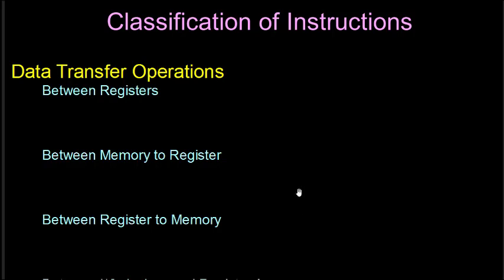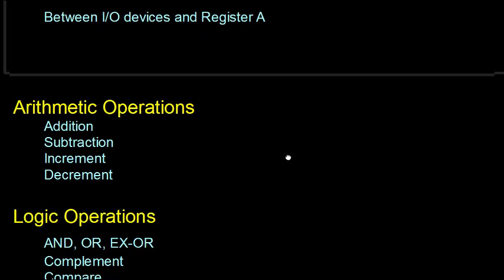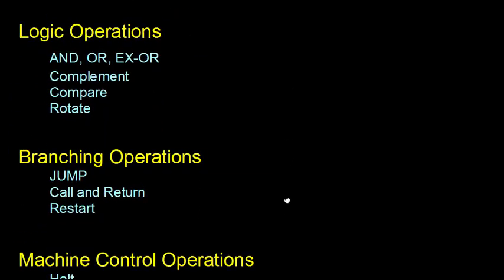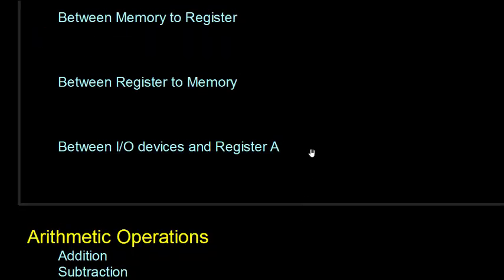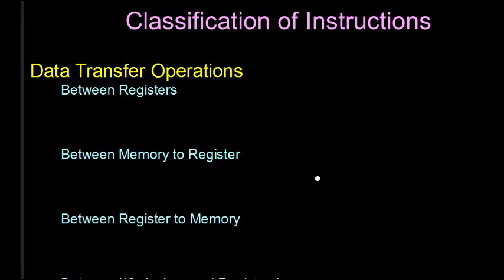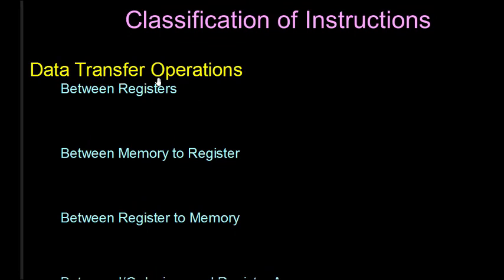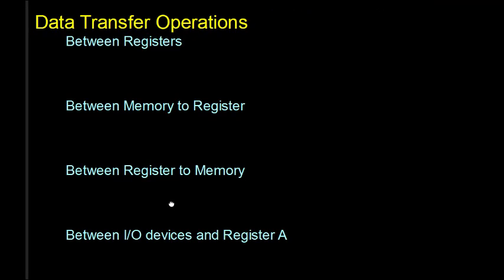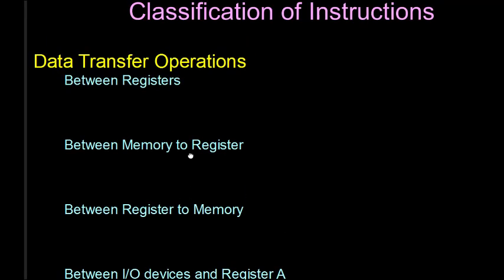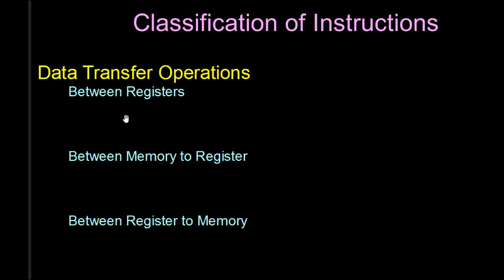We classify instructions into various categories: data transfer operations, arithmetic operations, logic operations, branching operations and machine control operations. And in those operations we have some more types. The first one is the data transfer operations. The data transfer operations are of four types: between registers, between memory and register, register to memory, and between input output devices and register A.